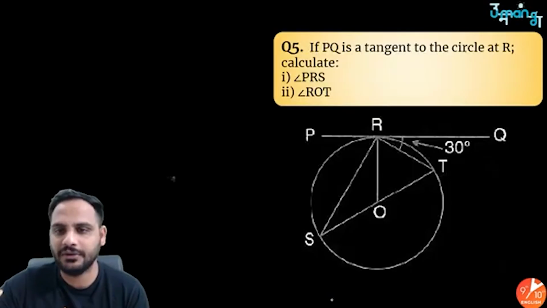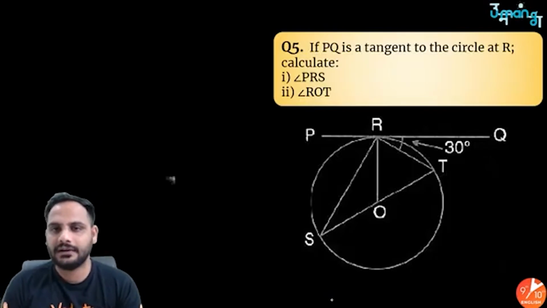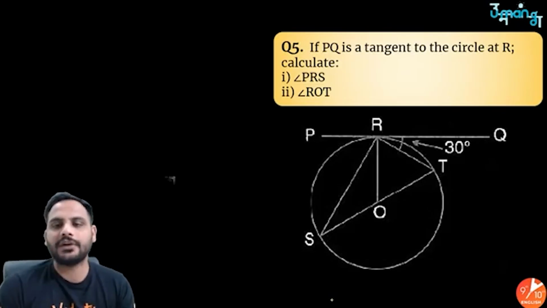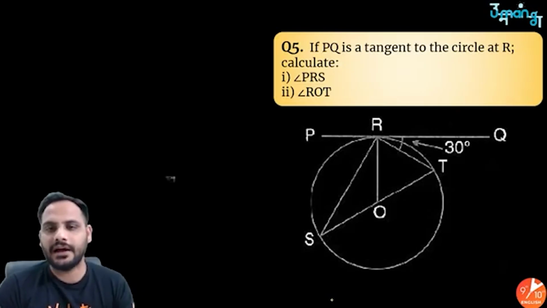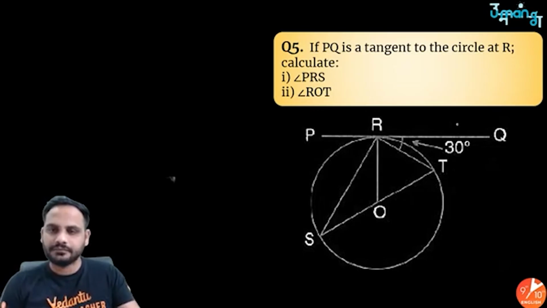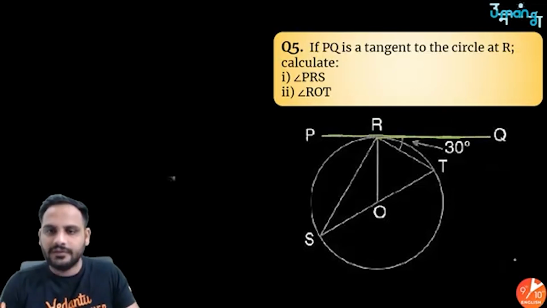The next question coming your way is this. If PQ is a tangent to the circle at R, calculate angle PRS and angle ROT. Okay, we need to calculate angle PRS and angle ROT. Very easy part. Take the first thing. Here I know this angle is 30. Look, this is one tangent.